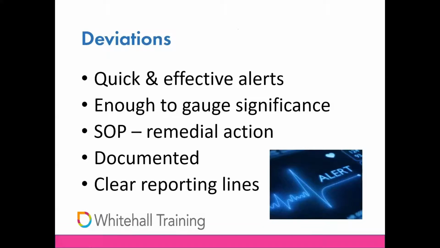Deviations. There must be procedures to quickly and effectively alert the sponsor of any serious deviations from the protocol or other agreements. There should be enough information so that the sponsor can evaluate the significance of the deviation, especially in terms of patient well-being and integrity and reliability of trial data.